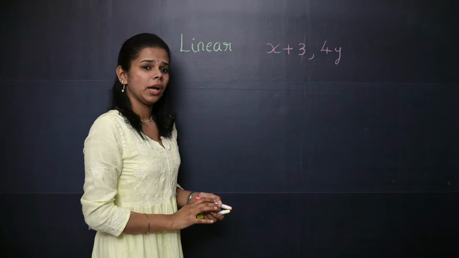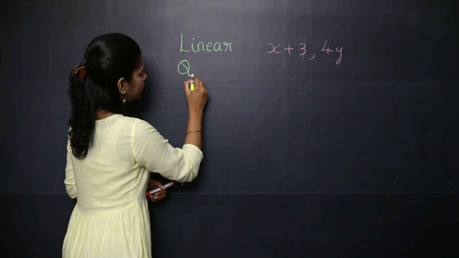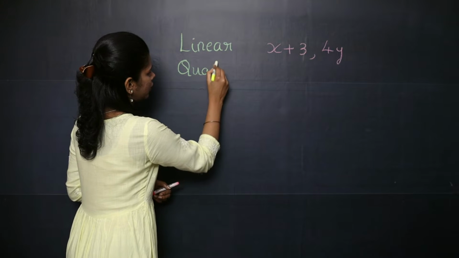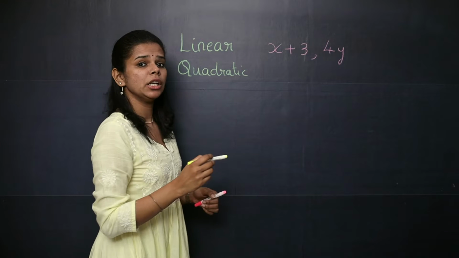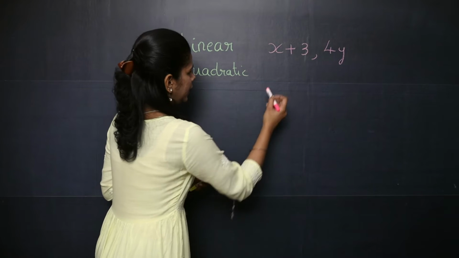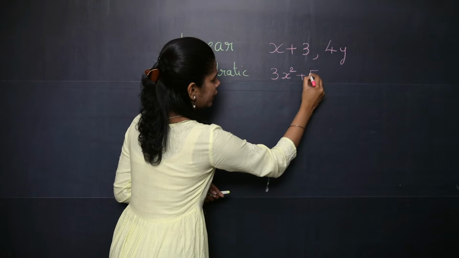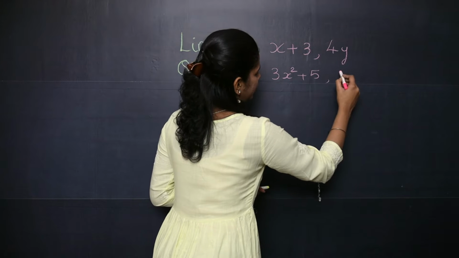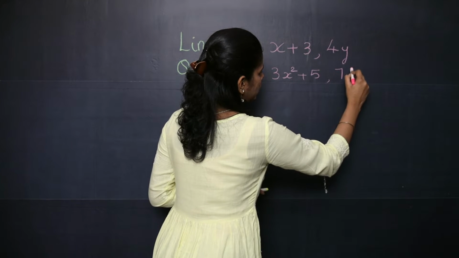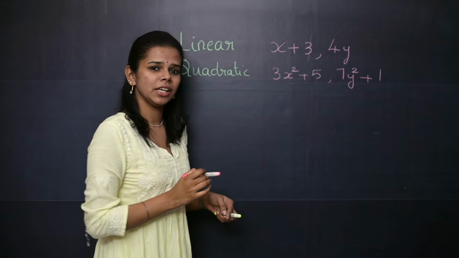Now let's see the examples of a quadratic polynomial. Quadratic polynomial means the degree will be 2. That is like 3x square plus 5. Here the degree is 2. And then you have 7y square plus 1. Here also the degree is 2.